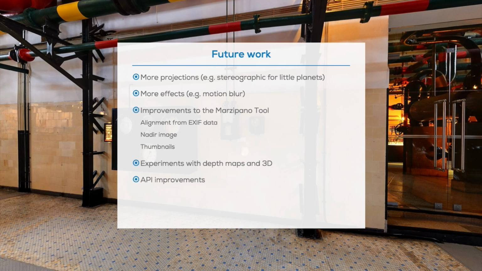The tool, as I was saying before, we want to keep really simple, but there are a couple of features we would like to have, like automatically aligning the images from EXIF data, like the little tether shots, which are not that well aligned, and also allowing you to add another image to cover the hole, and also thumbnails, so we have a thumbnail for each panorama. We'd also like to experiment a bit with depth maps and 3D to see what this viewer allows one to do. So if you have any project in this area and need a web viewer, just let us know. It will be interesting to hear about it. And of course, there are still things we want to improve in the API.